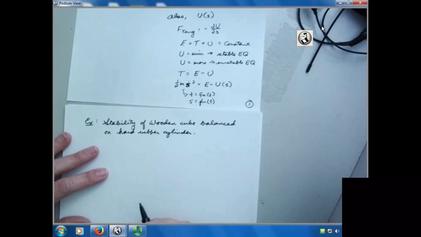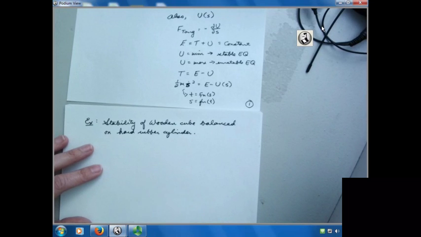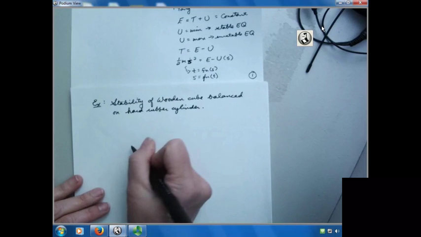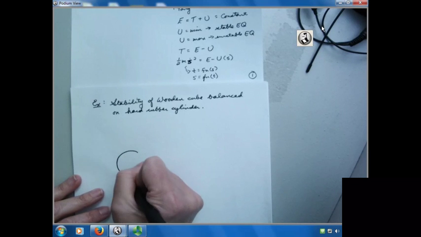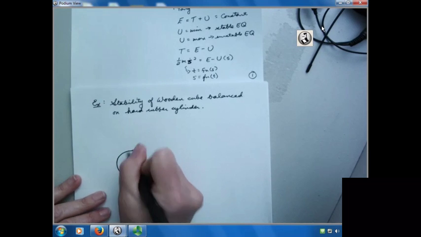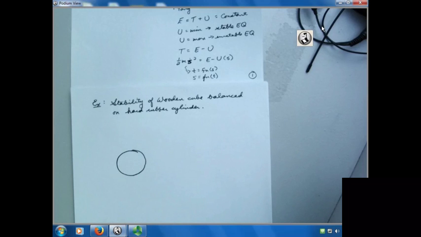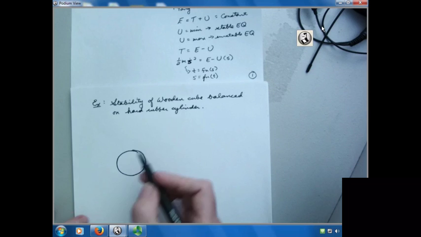Okay, so let me just describe this situation for you. I'm going to look sort of cross-sectionally down a rubber cylinder, and I describe it as rubber, meaning that it will have sufficient static friction that the object on top of it will not be allowed to slide.